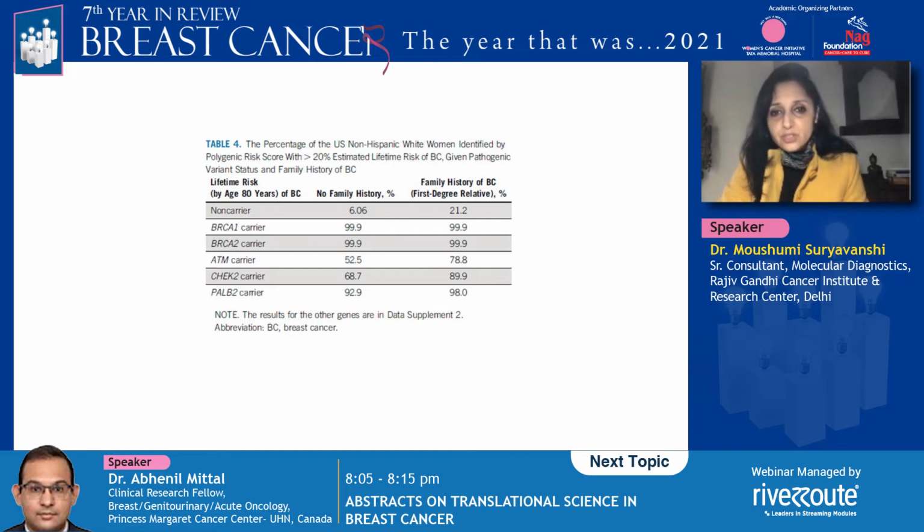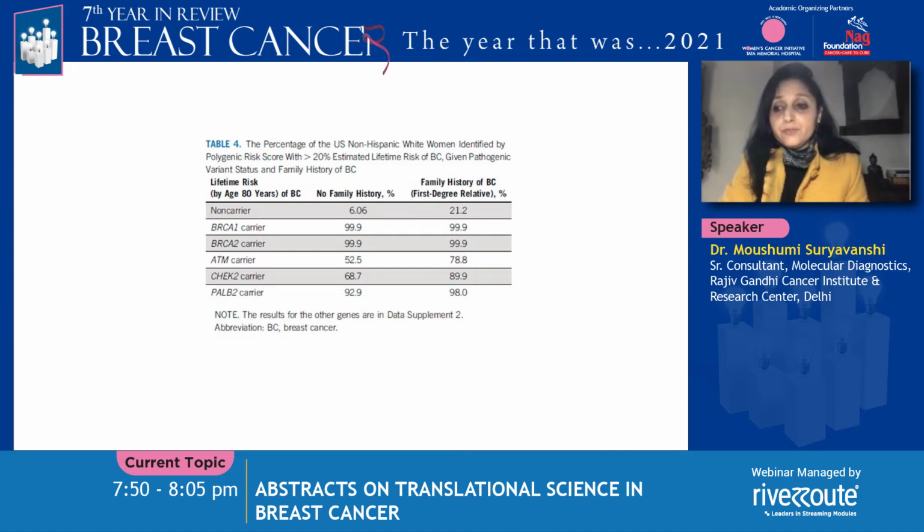So there were these genes, and you can see that BRCA1 and BRCA2 are already high-risk genes, and these SNPs do not actually add much to the change in their screening practices. But for the other genes like ATM and PALB2, if the SNP scores are added, and especially with the family history, you can see that their percentage, the polygenic score, really influences them.